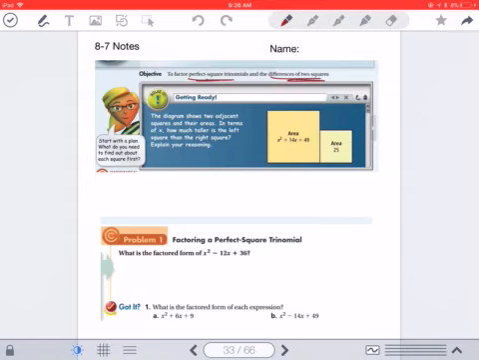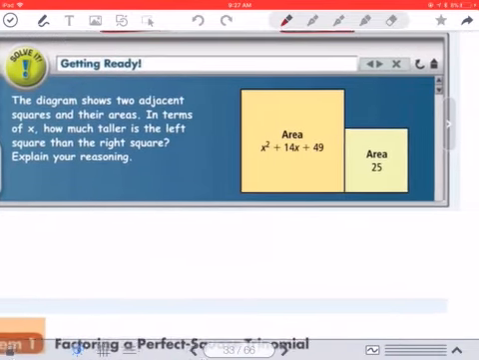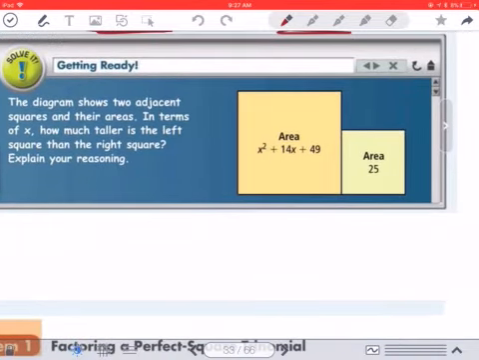Explain your reasoning. All right, so pause the video, see if you can tackle this one and figure out how much taller one is than the other. All right, assuming that you've paused it, let's see what we have to do here. In order to figure out which one's taller, we need the heights of each one, so I need to figure out the dimensions.